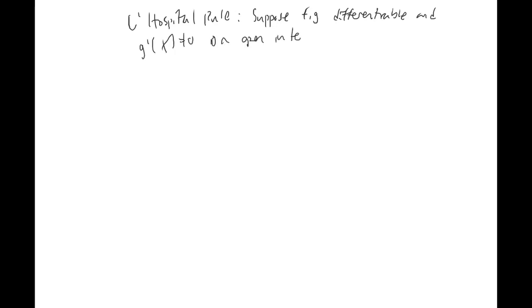Yeah. So let me just, it's pretty long, but suppose f and g are differentiable and g prime of x is not equal to 0 on an open interval I containing a, except possibly at a. So again, if you see this, it means we're taking the limit to a, right?